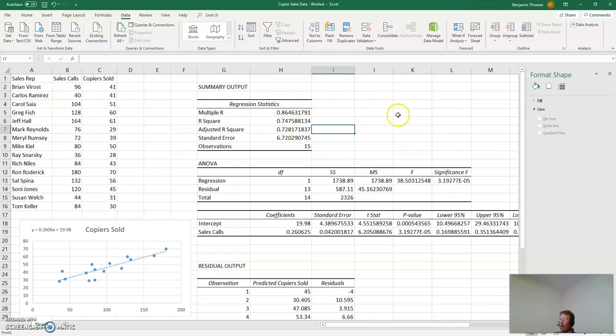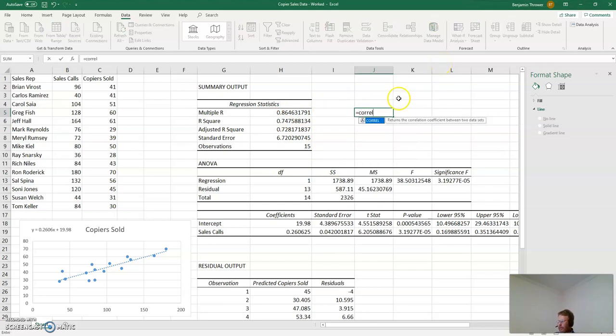the multiple R. I bet I can figure this out another way. Equals CORREL. And I'm going to go boom, comma, copiers sold. I'm going to close it and hit enter. And look what I got. So I just ran that CORREL formula we looked at in part 1, and I got the same answer as this multiple R. So what is this multiple R? It's the R. It's the normal R. It's the correlation coefficient. It's Pearson's R.